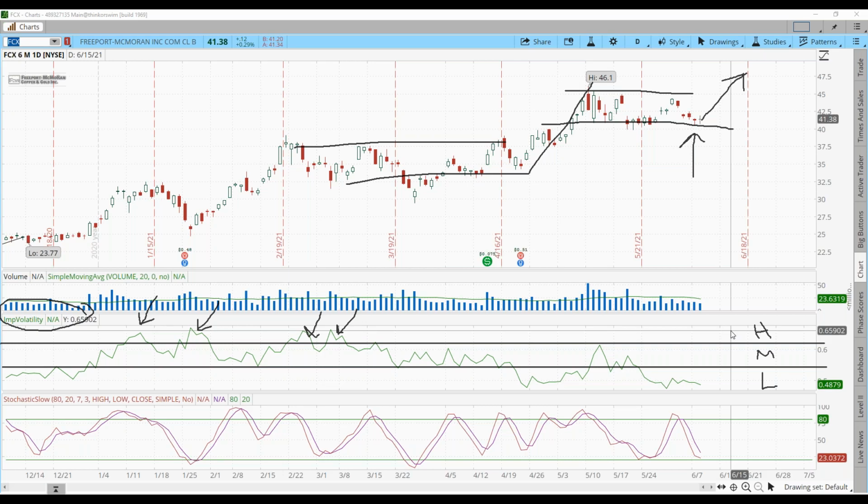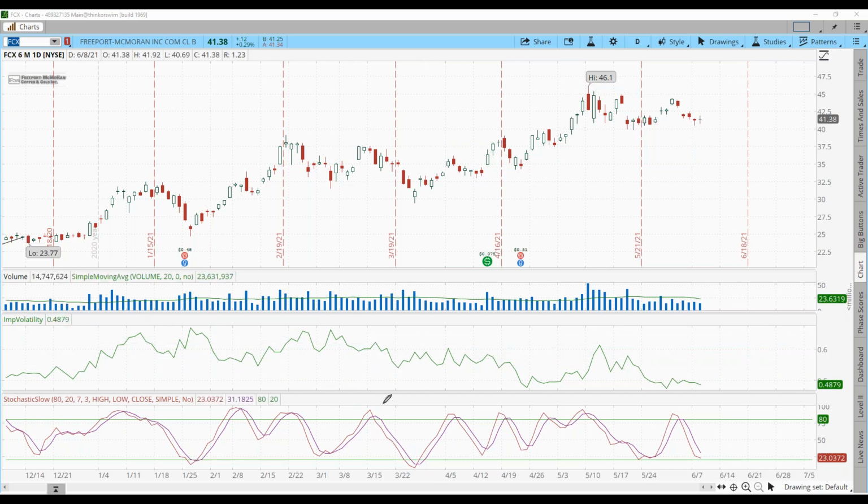The higher the implied volatility, the more expensive the options are. That's the general rule of thumb.